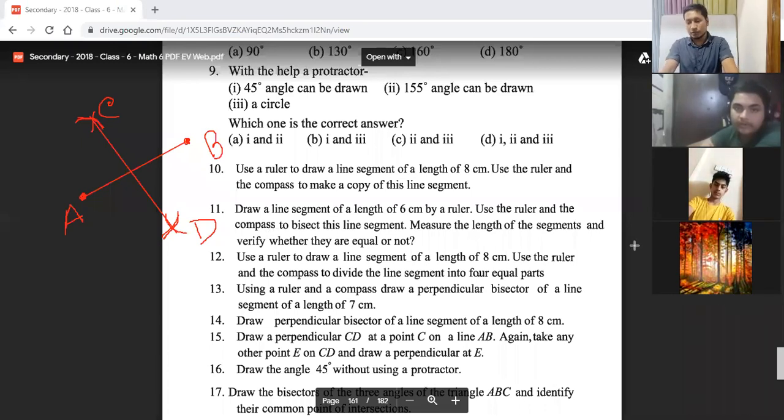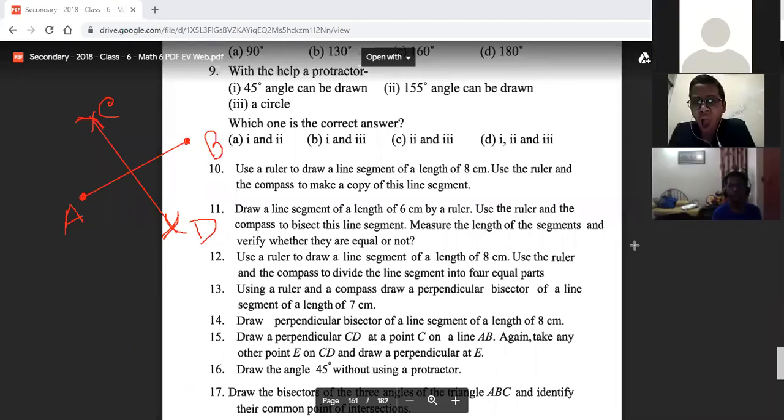Now I want to get some knowledge from you. Dhruvo, please unmute yourself and explain the construction. How did we construct it? You will explain it, okay?